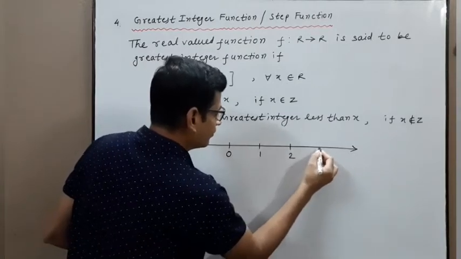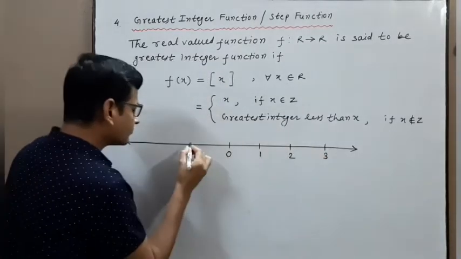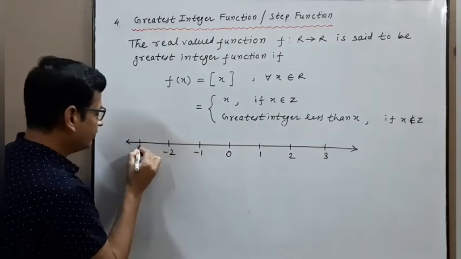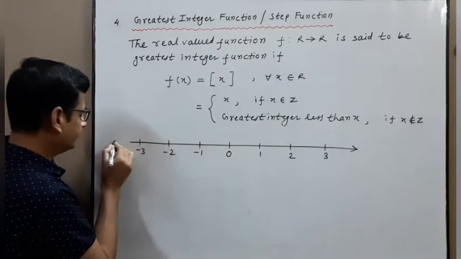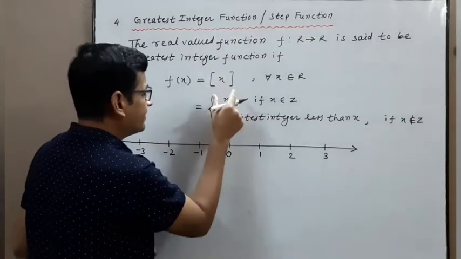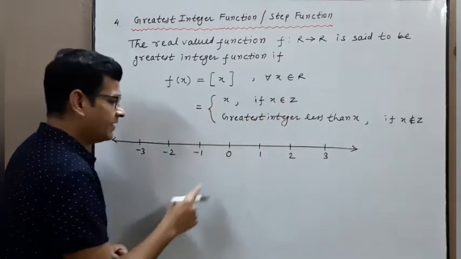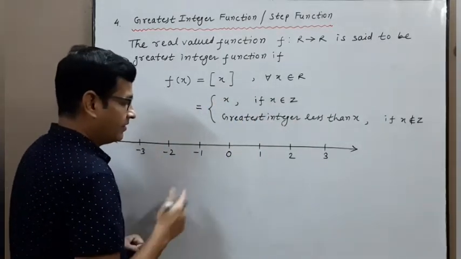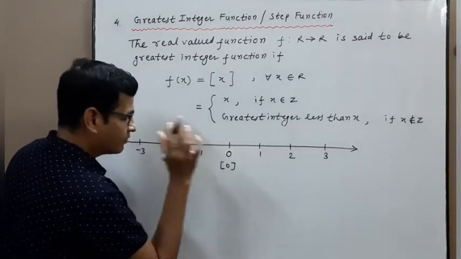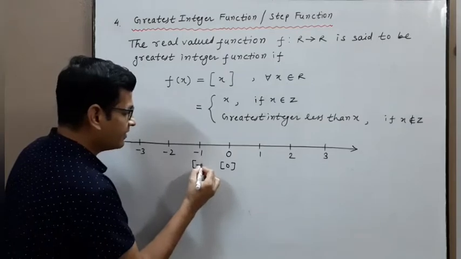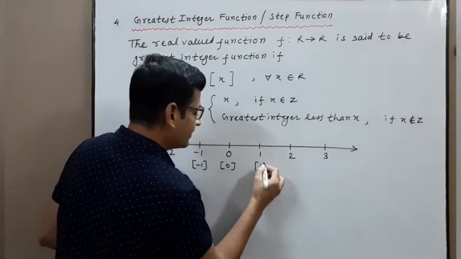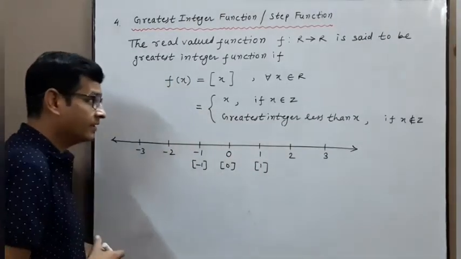1, 2, 3, minus 1, minus 2, minus 3. Greatest integer of x is equal to x if x belongs to Z. If we take any integer, then greatest integer of 0 is 0 itself, greatest integer of minus 1 is minus 1 itself, greatest integer of 1 is 1 itself. Similarly for other numbers.